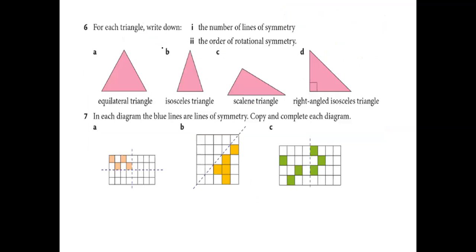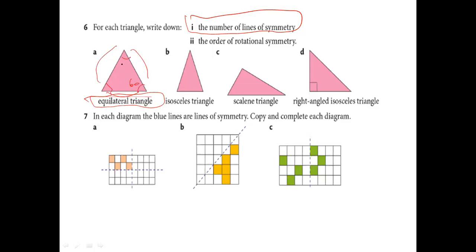And here also, it's the last page. For each triangle, write down the number of lines of symmetry and the order of rotational symmetry. The first shape is an equilateral triangle. Please read that carefully. What does equilateral mean? Equilateral means all sides are equal to each other and all angles must be equal to each other.